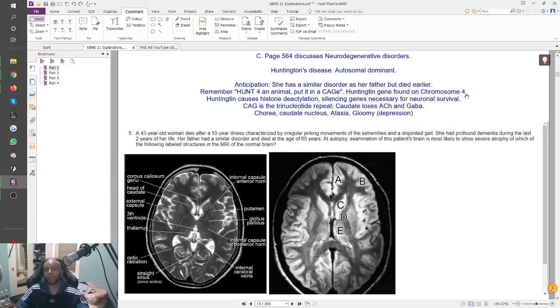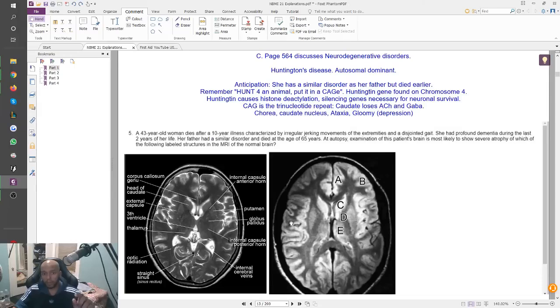The Huntington gene is found on chromosome 4, which the word hunt has 4 letters, or you could think of the number 4 here. Huntington causes histone deacetylation, which then silences genes that are necessary for neuronal survival. Remember, acetylation activates genes. When you deacetylate it, it's kind of equivalent to methylating it, and you mute the gene, right? CAG is the trinucleotide repeat, and caudate loses acetylcholine and GABA. That's kind of also what CAG can stand for. That trinucleotide repeat reminds you of CAG, caudate, acetylcholine, and GABA.